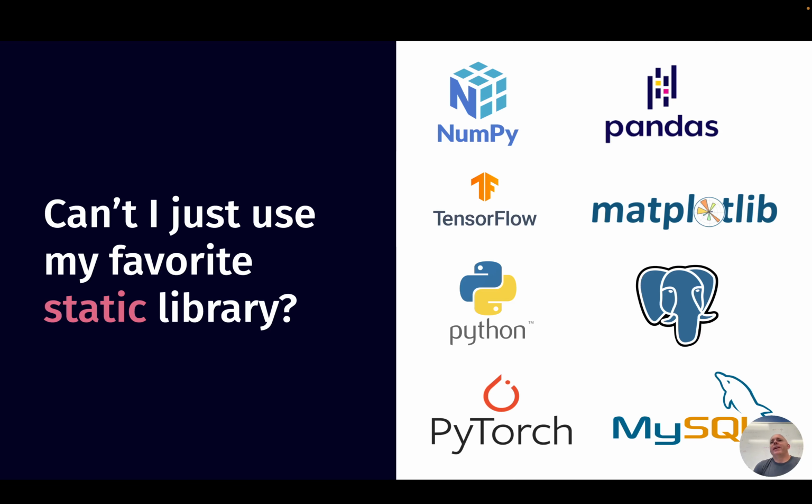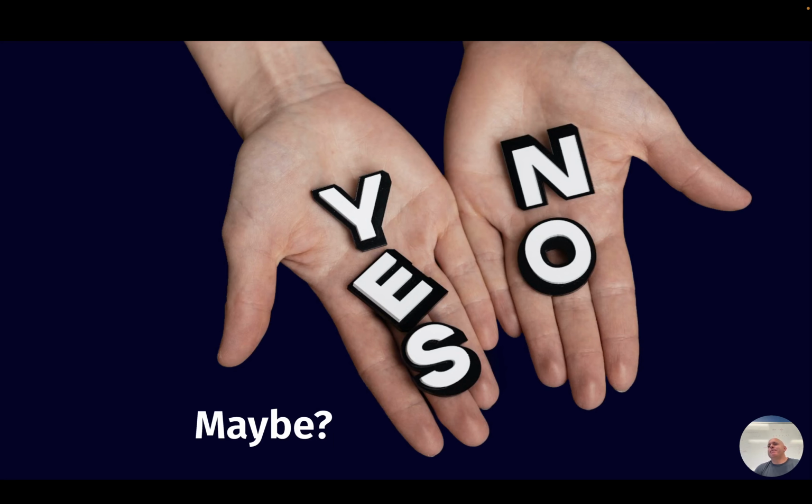So, can't I just use my favorite static library? Whether it's NumPy or Pandas or TensorFlow, PyTorch, whatever. Can't I just use that on real-time data? And the answer is, well, maybe. So there are a few cases where it would make sense.